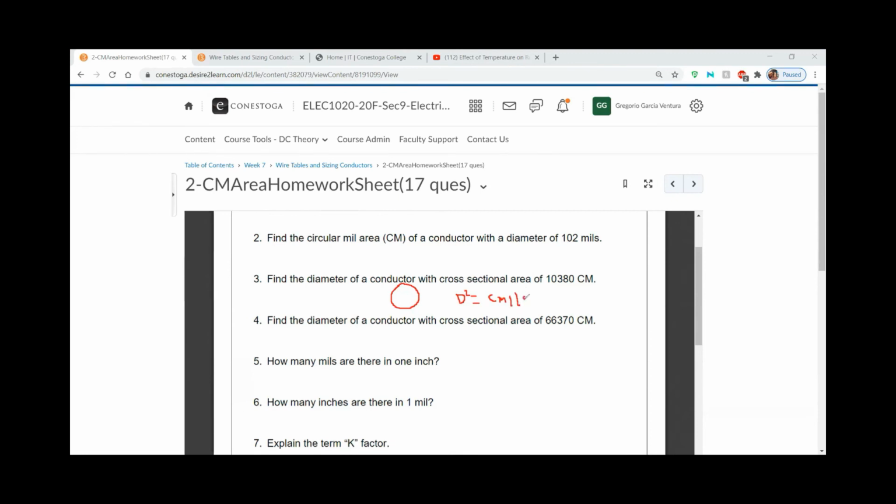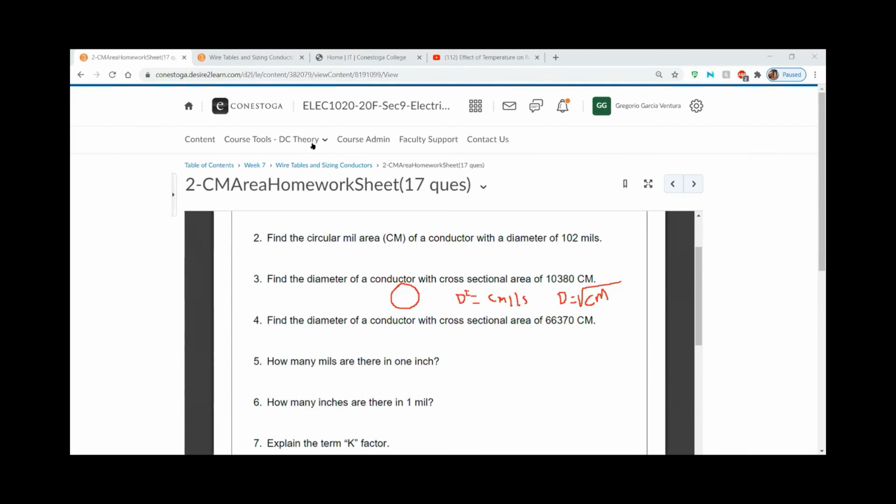So the diameter would be equal to, like this is an exponent, it goes to the other side of the equal sign performing the inverse operation, and the inverse operation of that exponent is a square root. So when we get the square root of circular mils, we get the diameter in mils. If you need that diameter in inches, all you have to do is divide your mils by 1,000, and then you'll get it in inches.